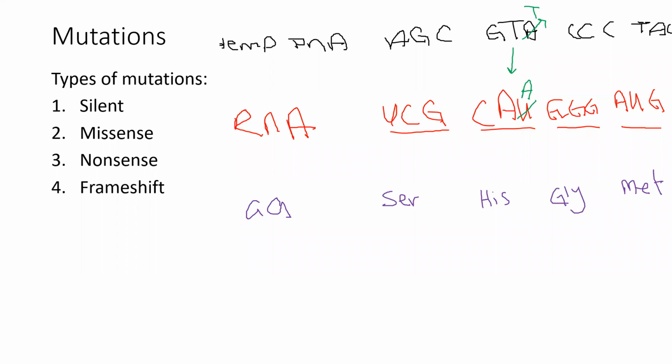All right, so CAA is going to give us a different amino acid. That's going to give us glutamine, okay? And so this is the incorrect amino acid. So we just made a missense mutation. With a missense, I say that it is a mistake, okay? DNA polymerase made a mistake, and that results in the incorrect amino acid being included, okay?